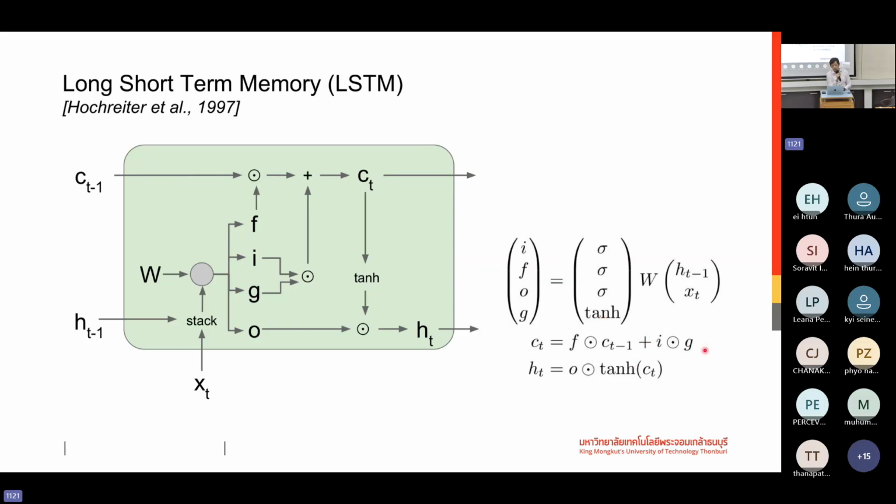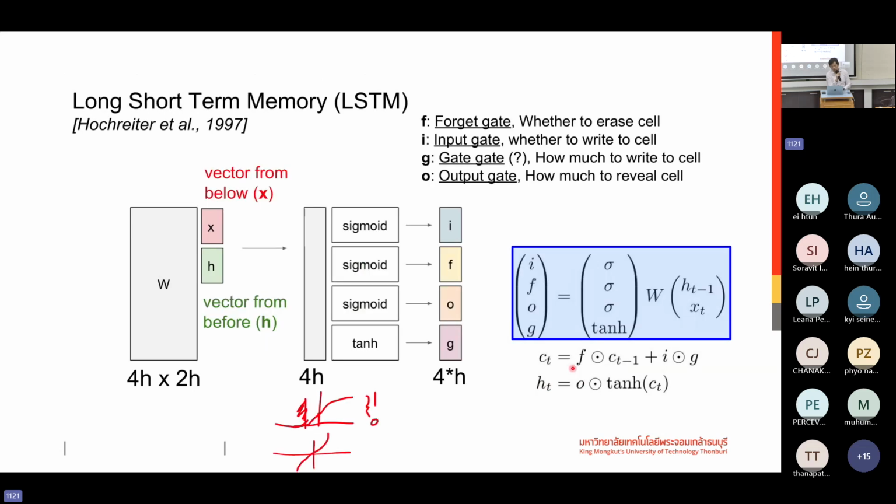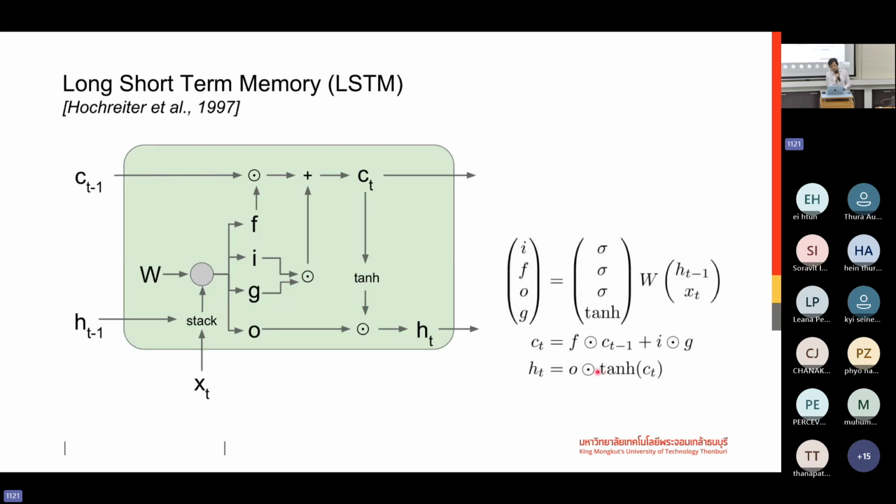So the new state depends on i and g, right? And the output h_t, the hidden state here, depends on o, right? What is o? The output gate, how much you want to reveal from that cell. That means if o is 0, right? If o is 0, h_t will be what?